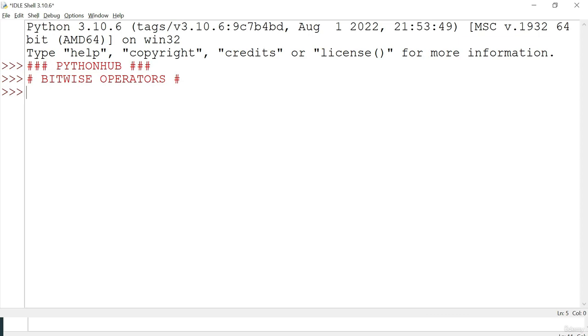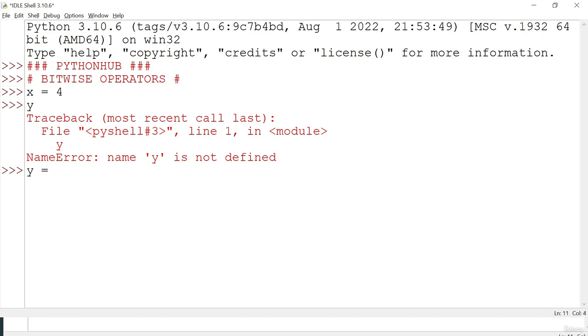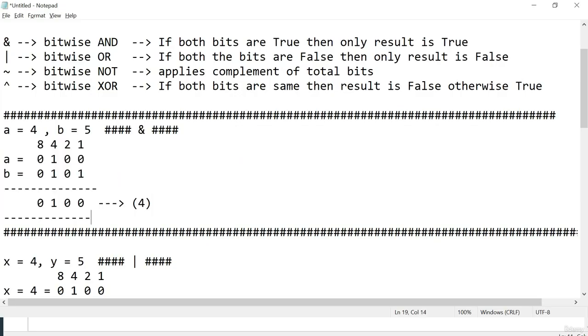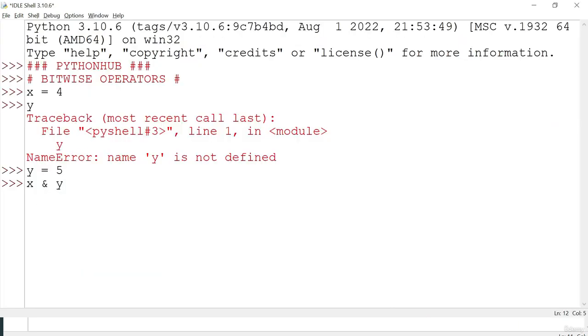The x value is 4, and the y value is 5. Now if we apply x and y, what is the output that we got? 4, right? So let us see whether we are getting 4 or not. The output should be 4, because when we calculated manually, the output is 4. In this way we can apply the bitwise AND operator between two variables.